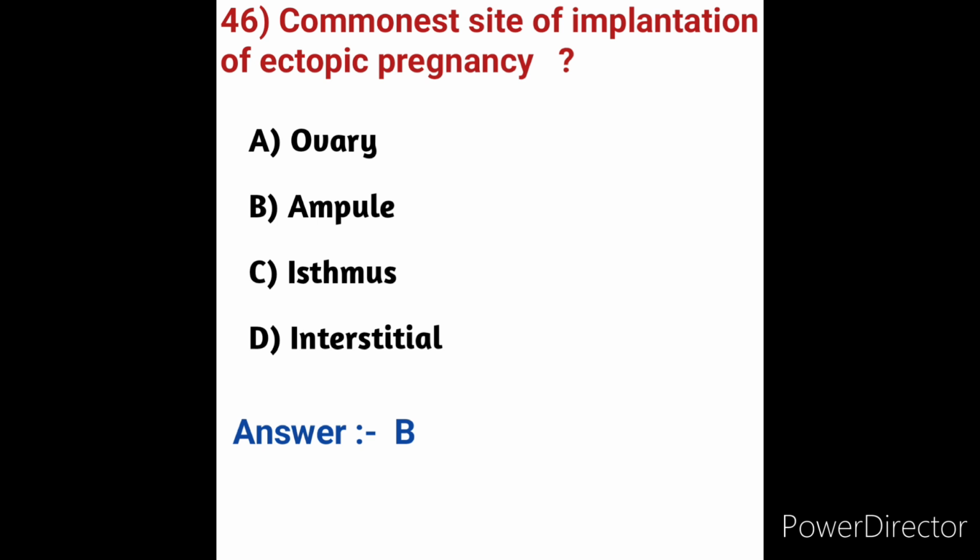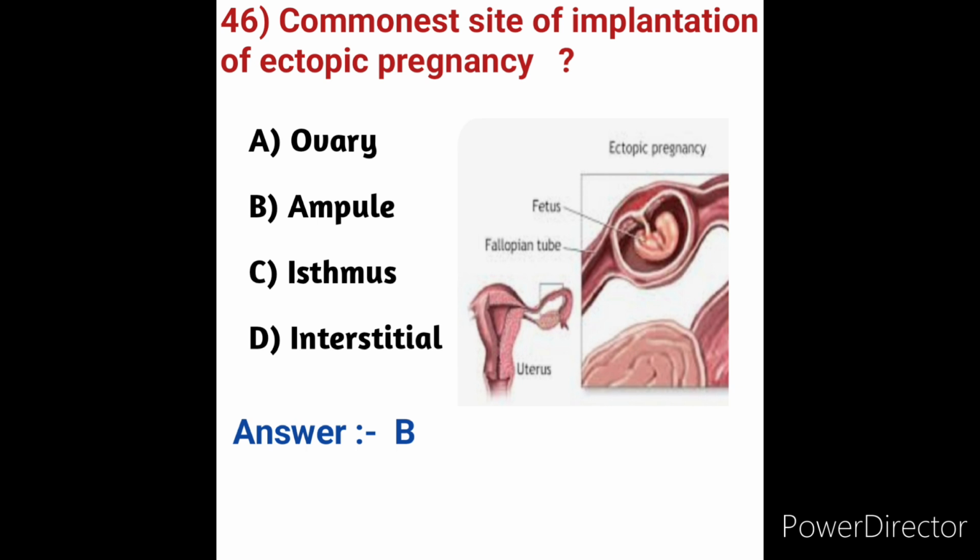Ectopic pregnancy is a pregnancy in which the developing blastocyst becomes implanted at a site other than the endometrium of the uterine cavity. Ectopic pregnancy occurs in the ampullary, infundibular and isthmic segments of the fallopian tube. Approximately 85% of ectopic pregnancy cases are seen there. Here option B is the correct answer, ampulla. Commonest site of implantation of ectopic pregnancy is ampulla.